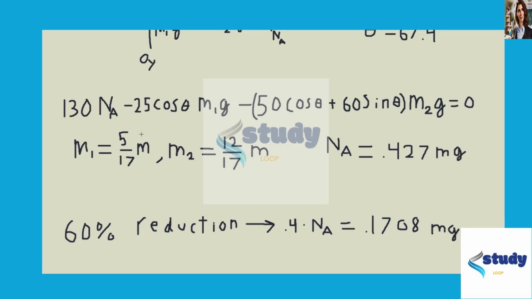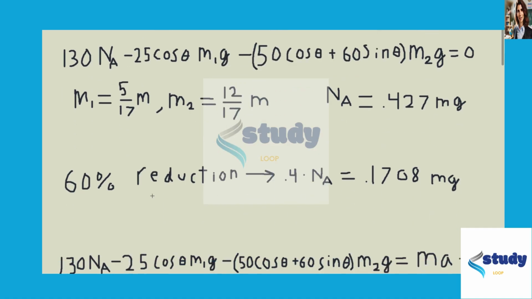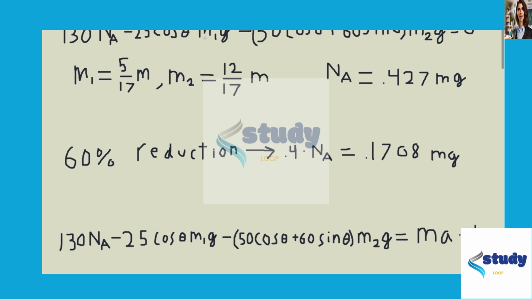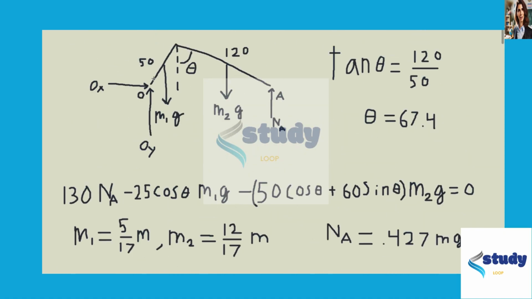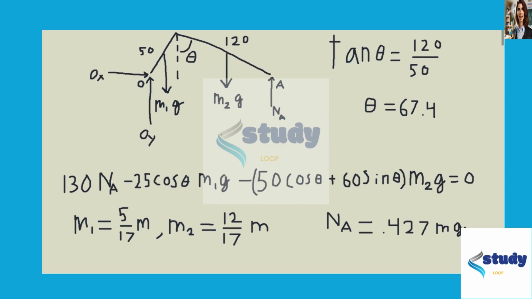So once again, we take a moment about O, and we get the same equation as before. The only difference is now NA is a different value. It's smaller, of course, because we just multiplied it by 0.4. We reduced it. And it's no longer in equilibrium, so it doesn't equal 0. It's equal to MA times D, where D is 25 sine theta. And the way we get that is that this bar is 50 in length. We want the vertical length. So we take half of the bar, and sine theta calculates our vertical length. So that's the distance from O to the center of mass where we want to calculate.